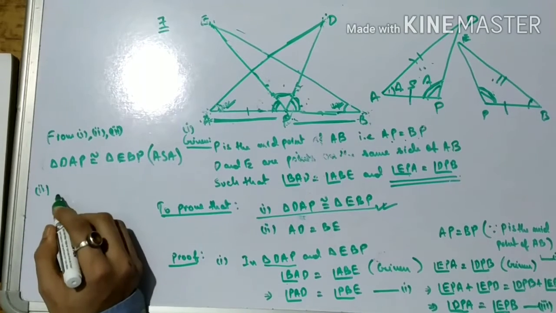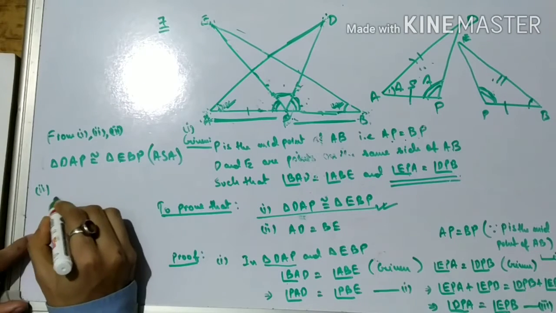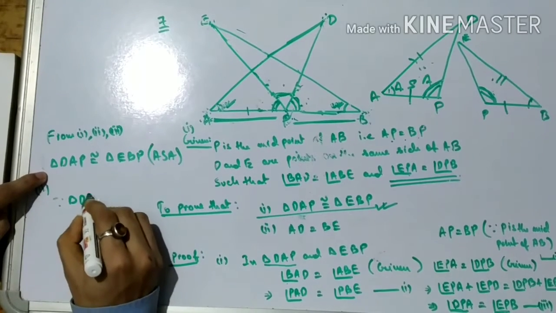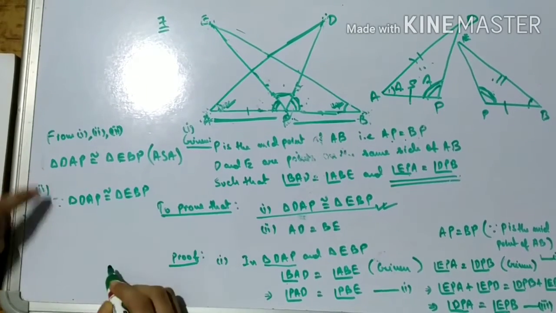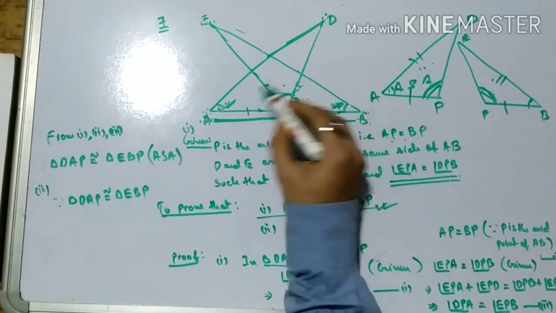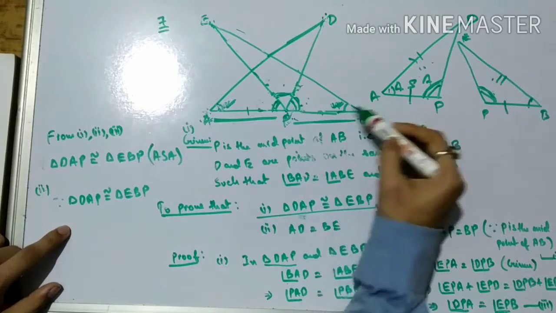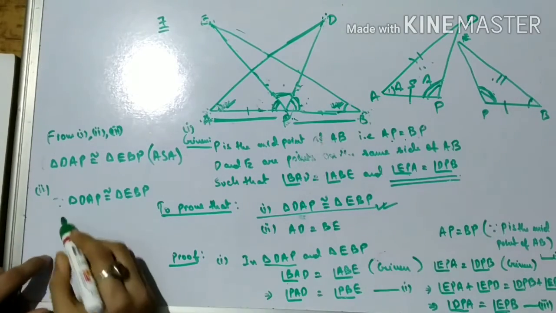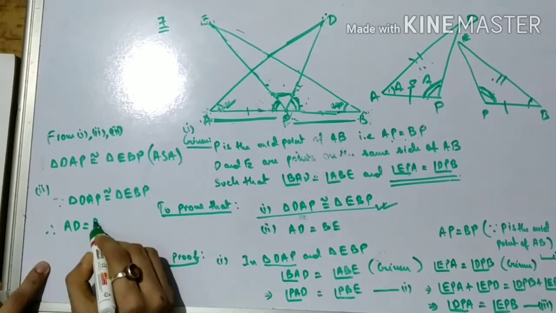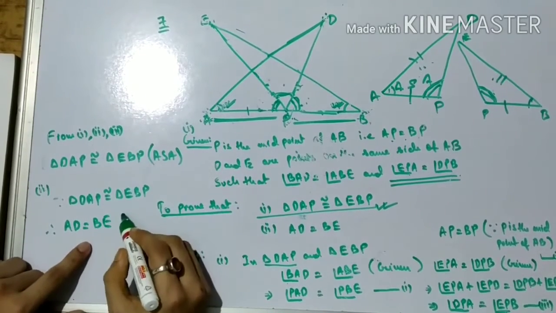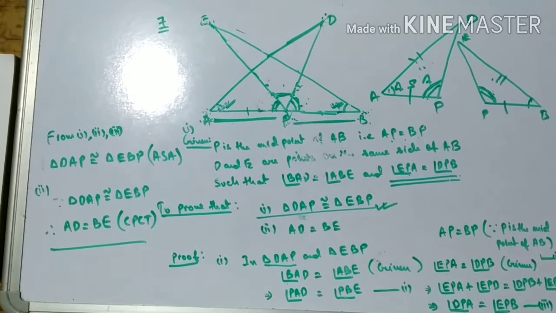So therefore number 2 I will say that since triangle DAP is congruent to triangle EBP, these two triangles are congruent, therefore I can say that AD equals to BE. This is by CPCT.